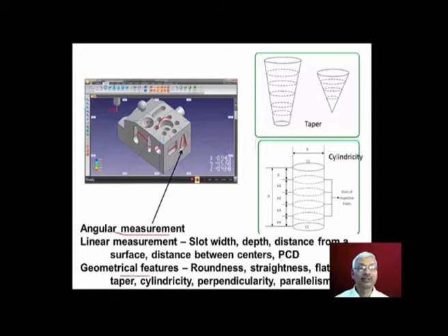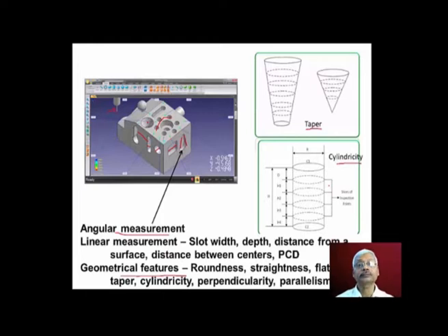So those things can be checked by CMM. Also geometrical features like roundness, straightness, flatness, taper, cylindricity, perpendicularity and parallelism can be checked using appropriate subroutines. We can see here by selecting the measurement points on the surface of external surface or internal taper surface, the CMM can estimate what is the taper, and then cylindricity also can be measured.